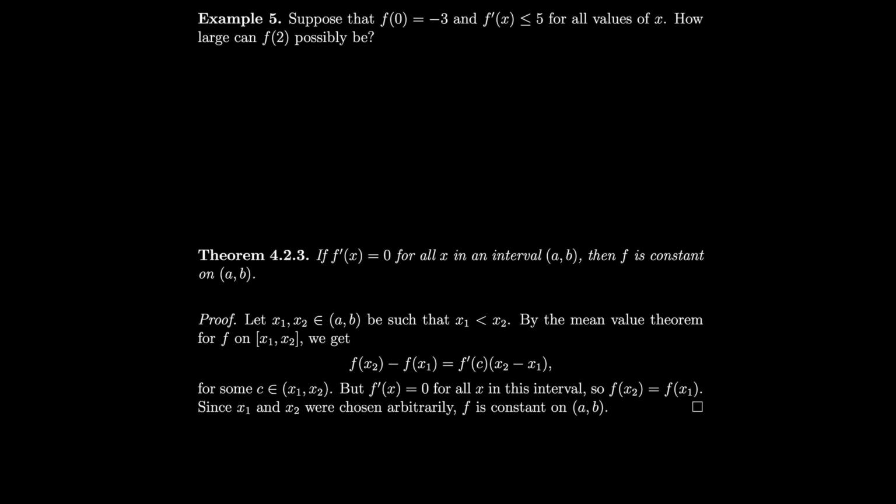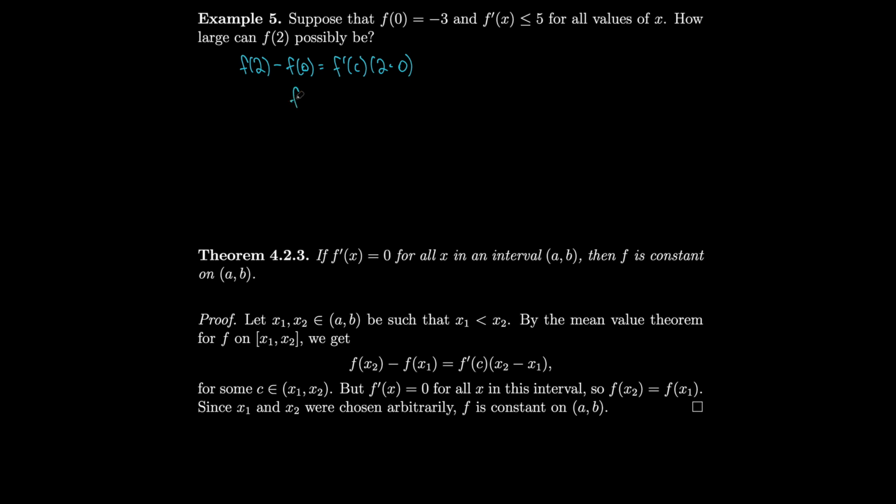Okay, suppose that f of 0 is -3 and f prime of x is less than or equal to 5 for all values of x. How large can f of 2 possibly be? Let's use the mean value theorem. So we've got f of 2 minus f of 0 equals f prime of c times 2 minus 0 for some c. We're going to try to use the mean value theorem to get some kind of information on f of 2 without even knowing what the function is.